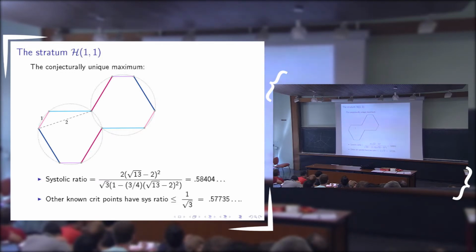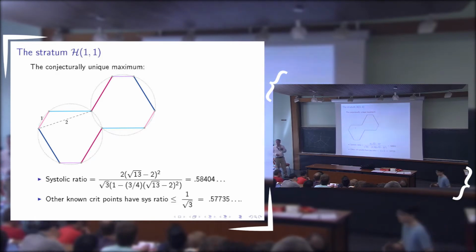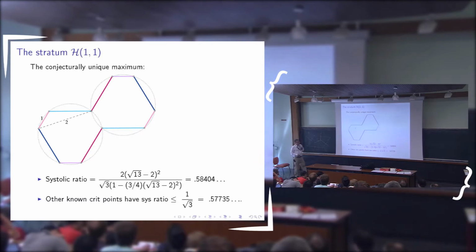We know the systolic ratio for this surface, and it's about 0.8404, and we just can't find anything that does better than that. We have reasons to believe that it actually is the maximum. All the other critical points of the functional that we can find have systolic ratio less than 1 over the square root of 3, which is pretty darn close. These are the ones related to the hexagons, related to the systolic ratio of, say, the hexagonal torus. But this one is a little bit better than all the others.